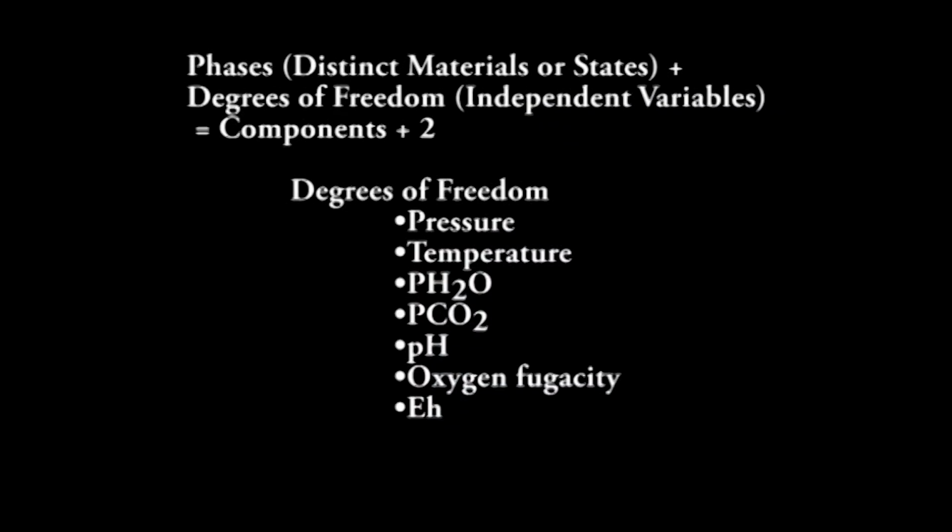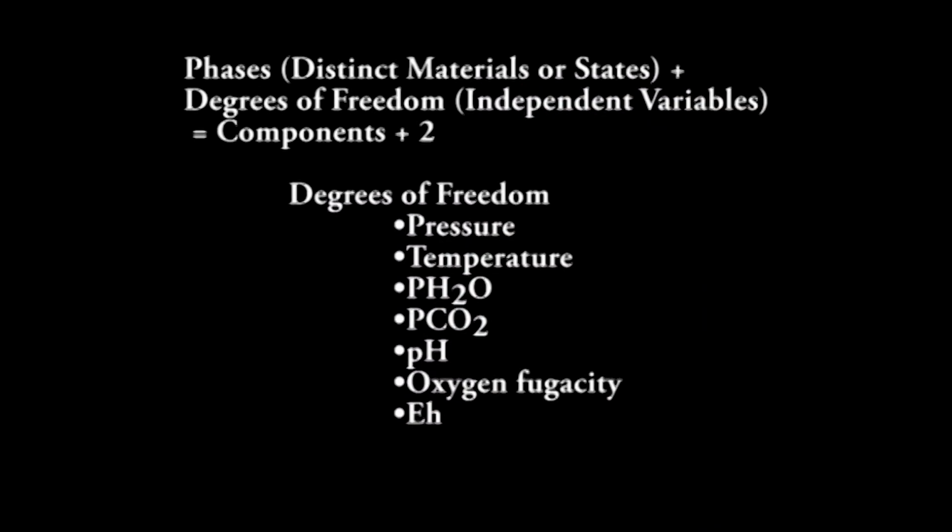The phase rule, Gibbs 1982: phases, distinct materials or states, plus degrees of freedom, independent variables, equal components plus 2. Now, the next module is degrees of freedom: pressure, temperature, pH2O, pCO2, pH, oxygen fugacity, Eh.